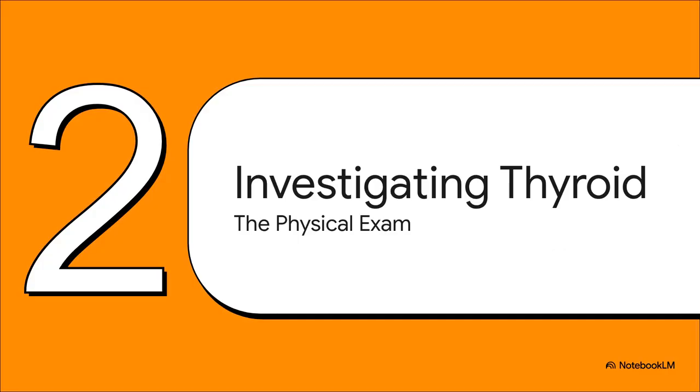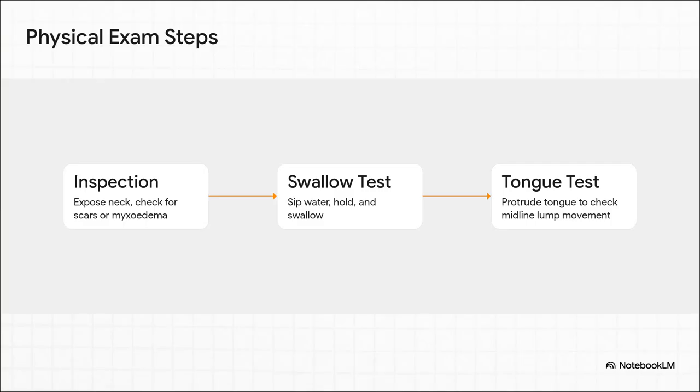Moving on to Section 2, investigating the thyroid gland specifically, focusing on the physical exam. Now that we've isolated a potential thyroid issue using location and movement, let's take this straight to the bedside. The absolute crucial point here is executing these 3 steps flawlessly. Step 1 is inspection. You expose the neck, look for obvious goiters, surgical scars, or even signs of Graves' disease, like pretibial myxedema on the lower legs.